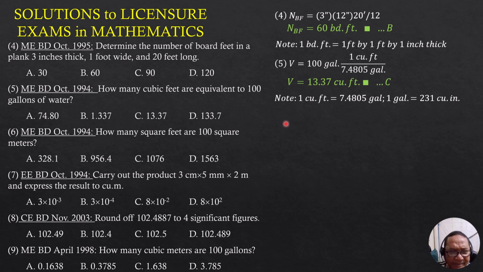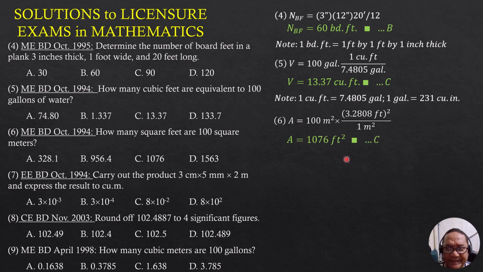We proceed to problem 6. This came out in, again, Mechanical Engineering Board exam, October 1994. How many square feet are 100 square meters? So we begin with the area, 100 square meters. This is the conversion: 1 meter is 3.2808 feet. Then we square because the unit is square units, square meters. So calculating in square feet, that would be equal to 1,076 square feet. So the answer is letter C.